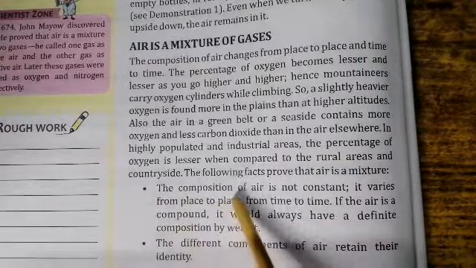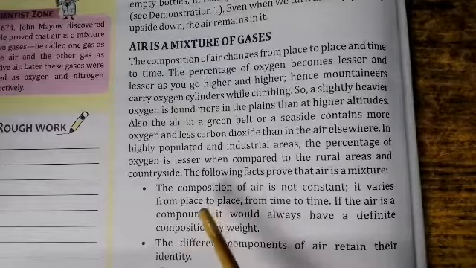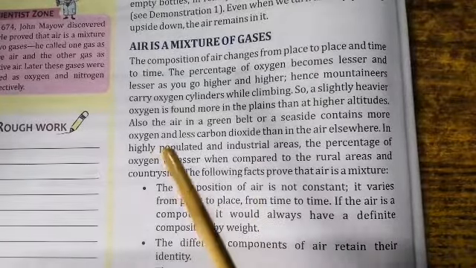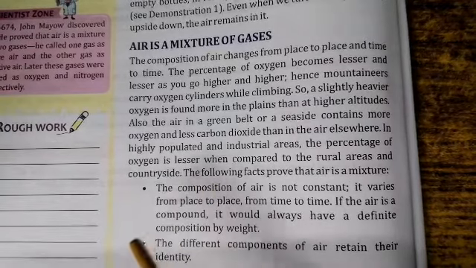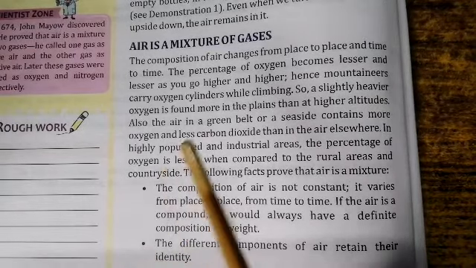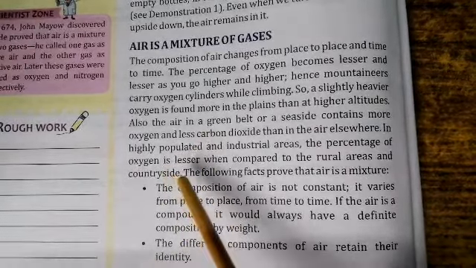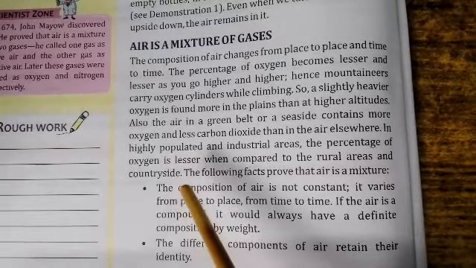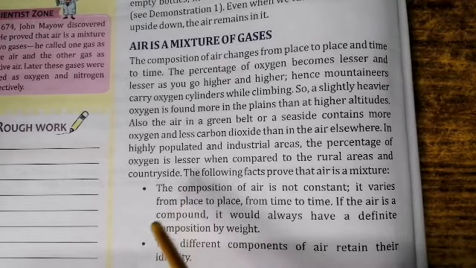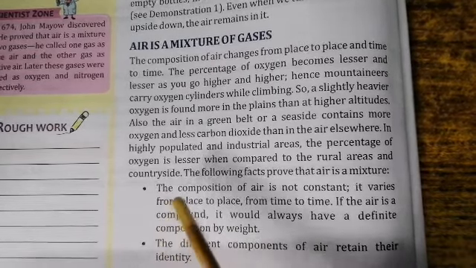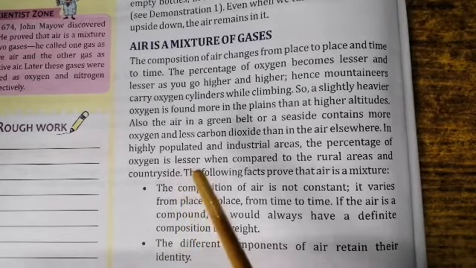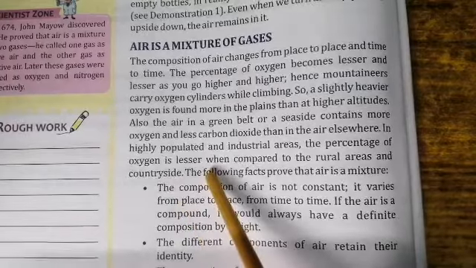When we are talking about the composition of air, it means air is a mixture of gases. You have already studied, it contains almost 78 to 79% of nitrogen, 21% of oxygen, 0.03% of carbon dioxide, and there are so many other gases present in it.